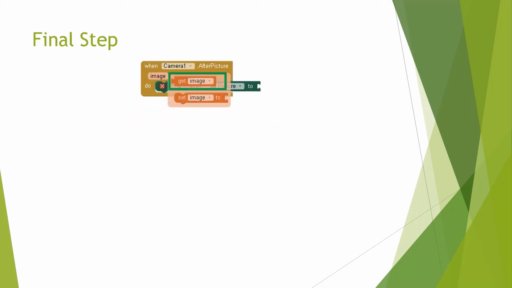From After Picture event, put the mouse over Image parameter. Select Get Image. Drag it as parameter to Set Image 1.Picture.